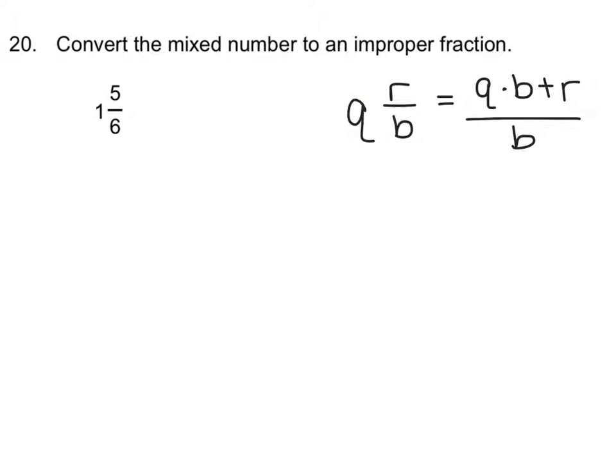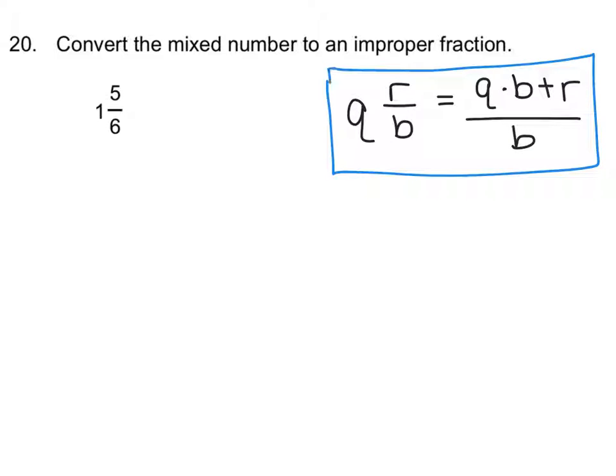Convert the mixed number to an improper fraction. Here we have 1 5/6. I'm going to rewrite it as an improper fraction using the definition on the screen. This says that I'll multiply the whole number to the denominator and then add that product to the numerator of the fraction.